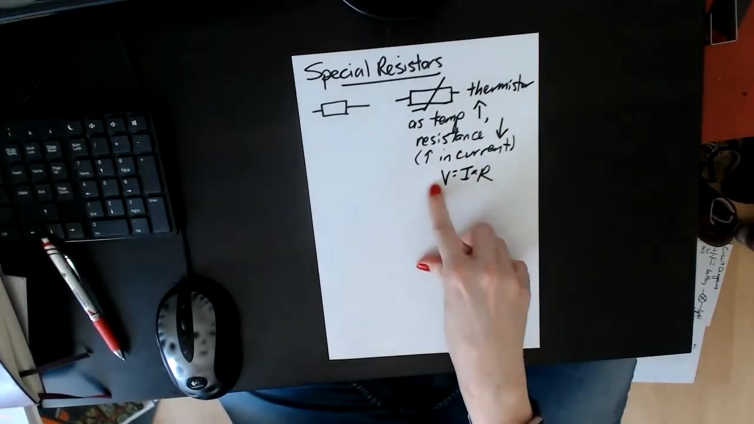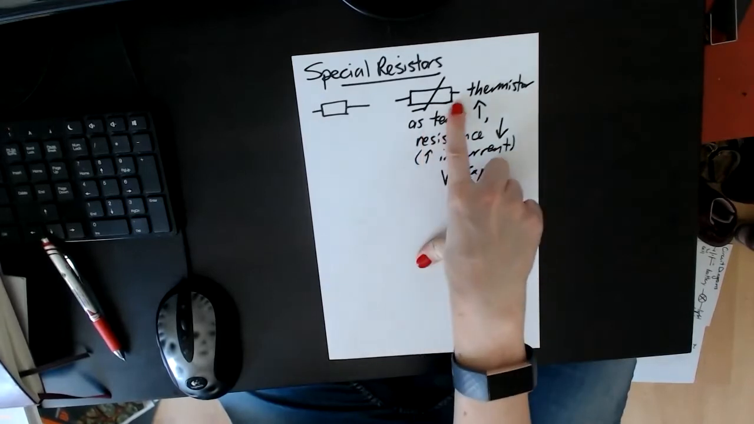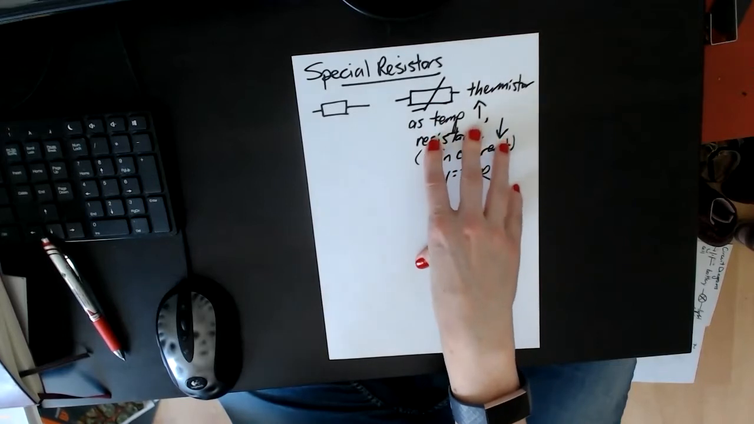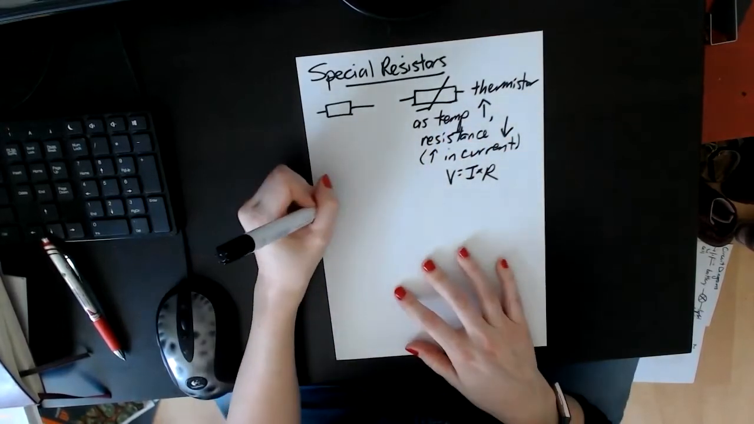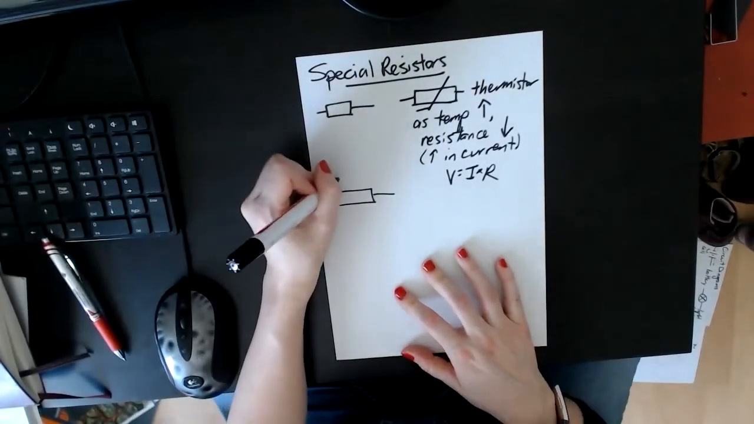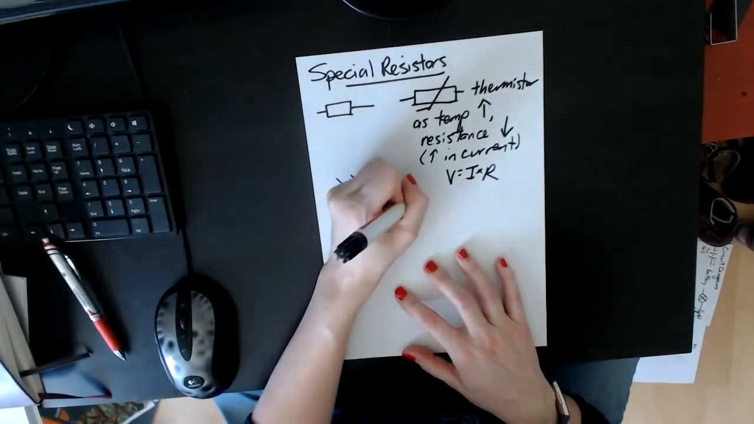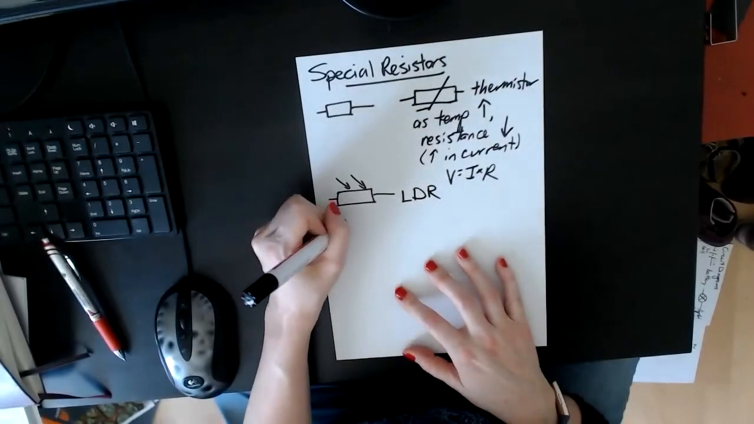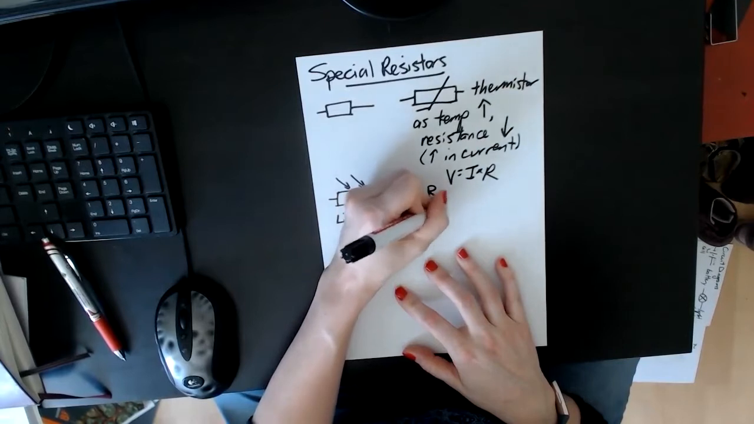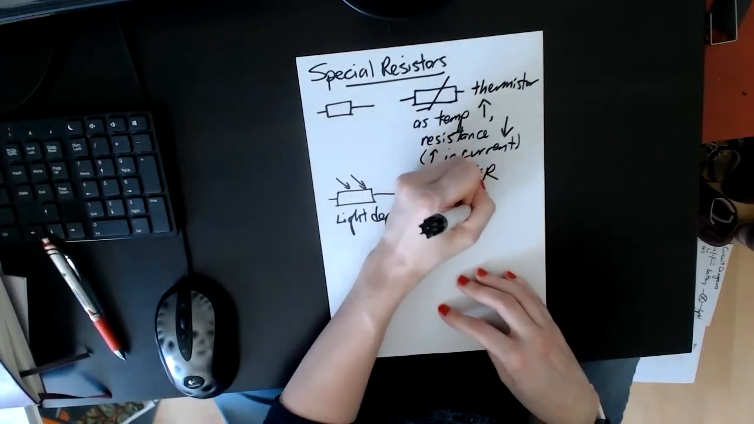So this idea is very critical, not just for a thermistor, but also for a light-dependent resistor, which I guess I'll talk about next. So a light-dependent resistor has two little arrows going onto it. It's sometimes called just an LDR, but that stands for light-dependent resistor. But you can just use the abbreviation if you want.